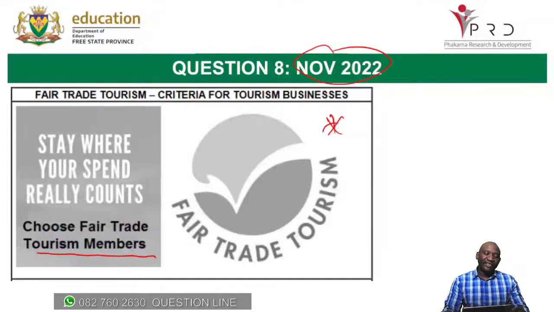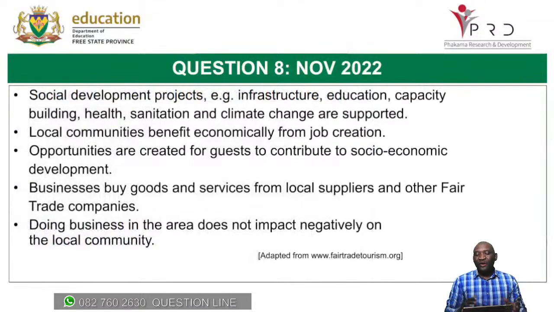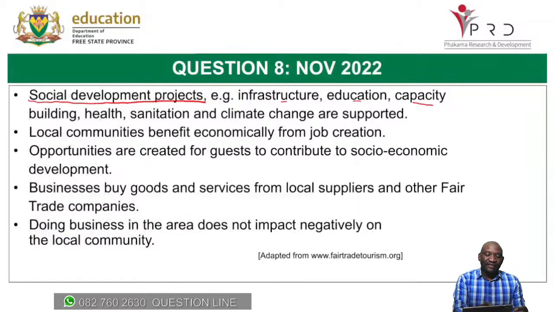So this question is saying here, stay where your money, stay where you spend really counts. And it's a Fair Trade Tourism logo. What are they looking at? They're looking at the companies to have the following. For example, when you are given a certificate, or what they recognize in these companies, are they able to perform social development projects? What are they? Infrastructure, education, capacity building, like giving skills to people to perform certain tasks.